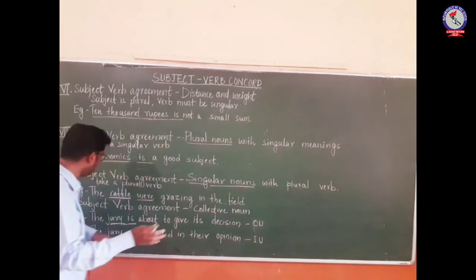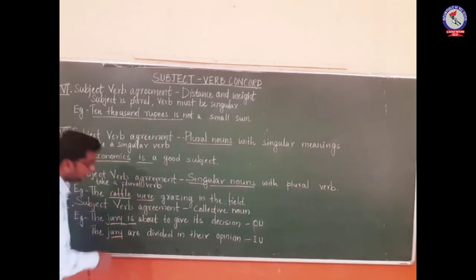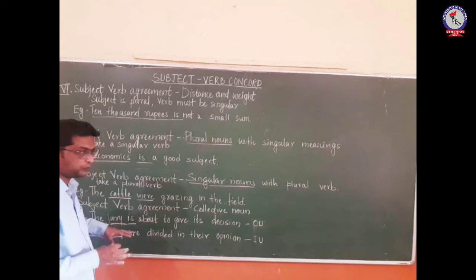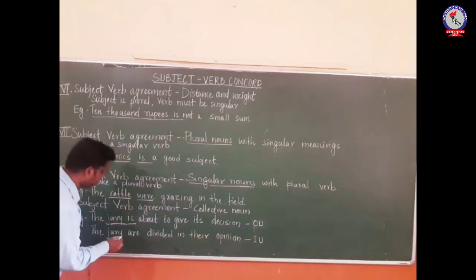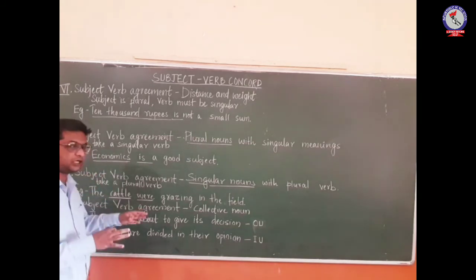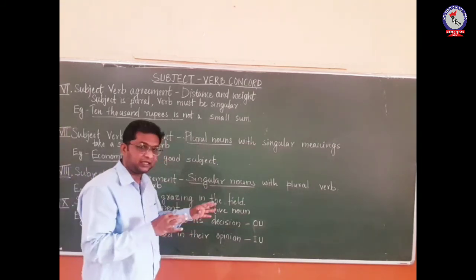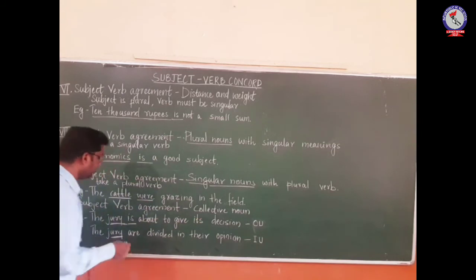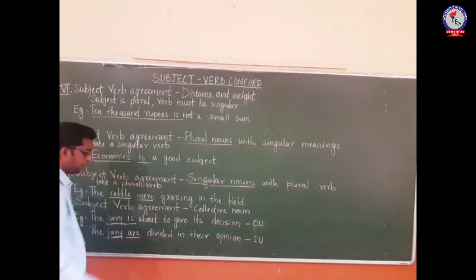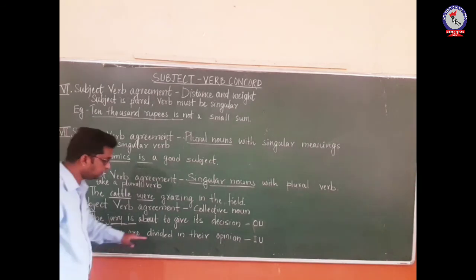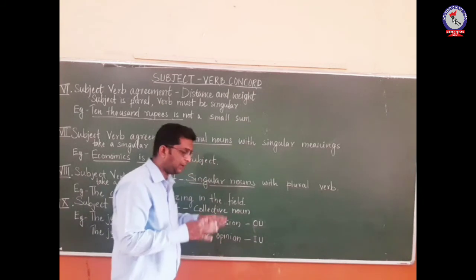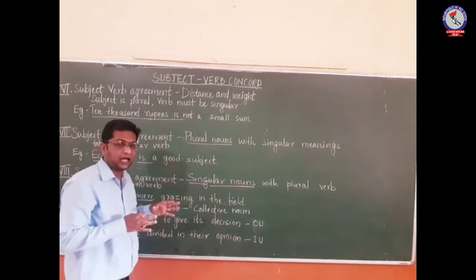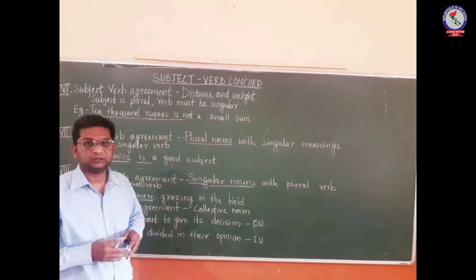Condition number 2. When the jury, the collective noun, is considered to be made of individual members, then we can make use of a plural verb. The jury are divided in their opinion. It will happen when it is considered as individual members.